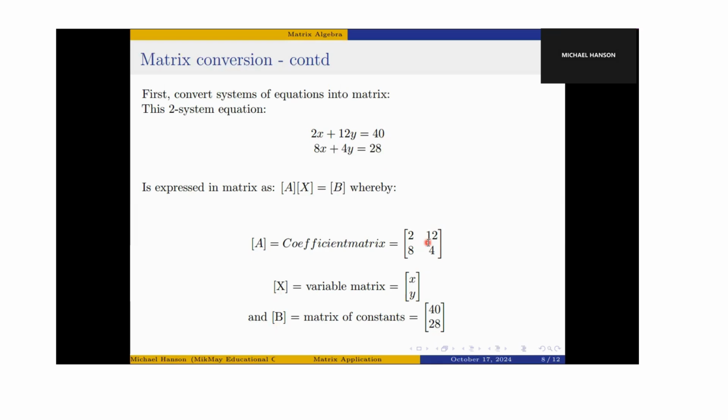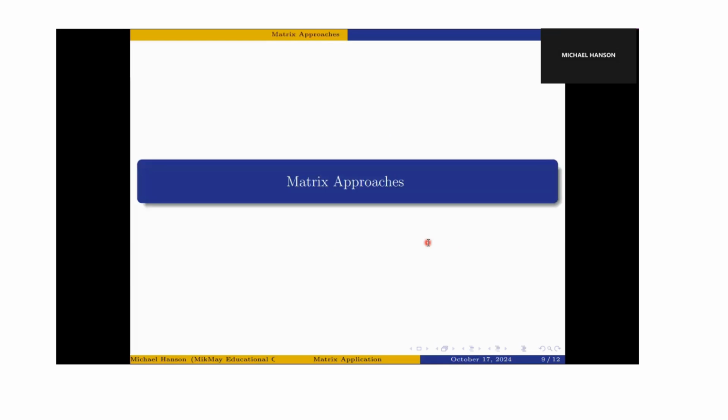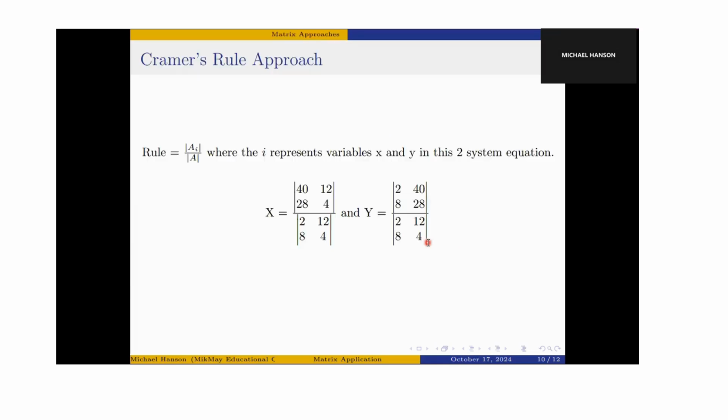Now we're going to use this to solve the systems of equations. So let's get back to matrix approaches, like we said. Now, using Cramer's rule, remember, we said there are 3 approaches. You could use the Gaussian method, you could use the inverse rule, and Cramer's rule. Now, looking at Cramer's rule, there is this rule that you need to accept.